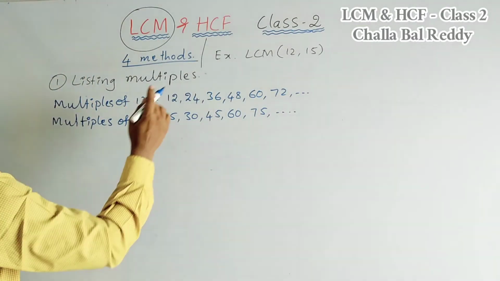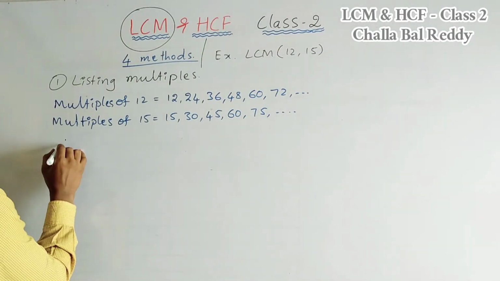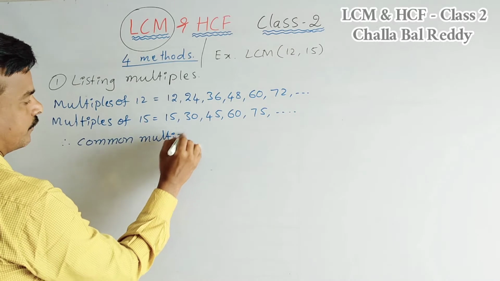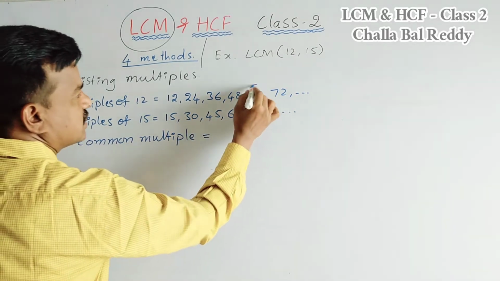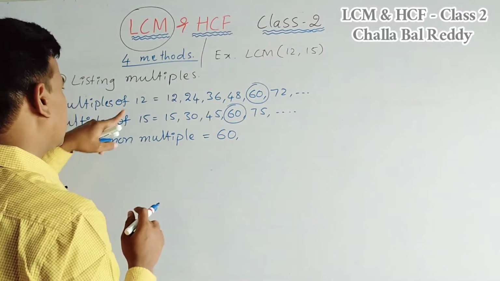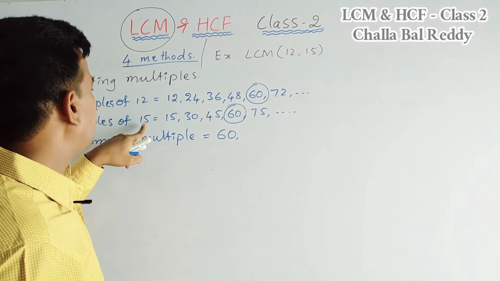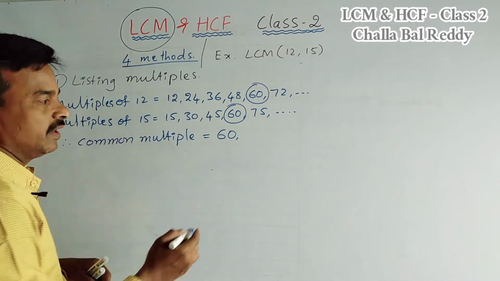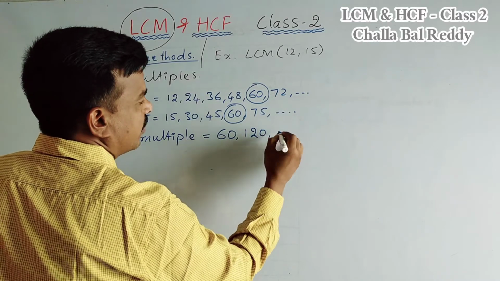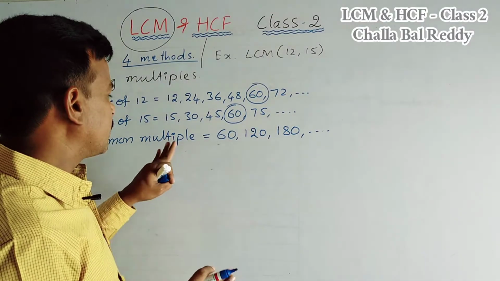And in the next step, LCM means least common multiple, we know that. So first we should write common multiples. What are the common multiples here? 60 is a common multiple. What is the next common multiple? We know 120 is a multiple of 12, 12 tens are 120, and 120 is also a multiple of 15. That is why the next common multiple is 120, and the next common multiple will come as 180, etc.